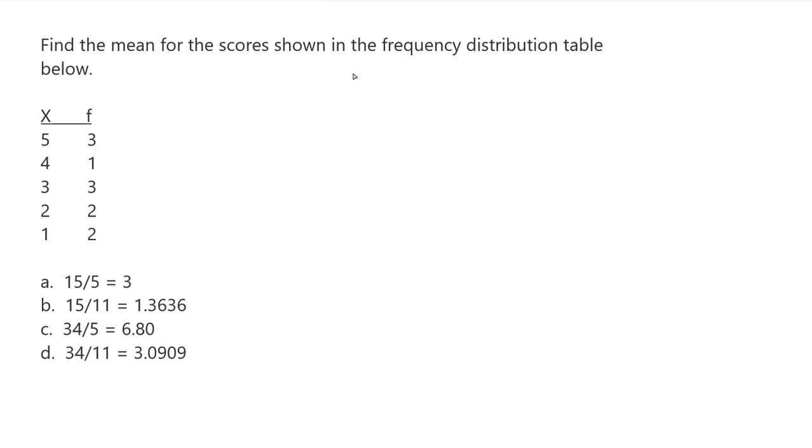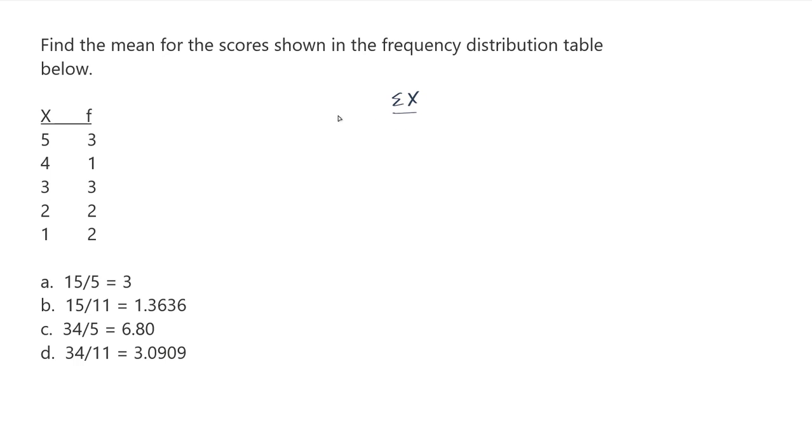Find the mean for the scores shown in the frequency distribution table below. So we've got our list of x values and our frequencies here as well. Now, we don't know whether or not this is a sample or a population, but regardless, the way you find your mean is to add up all of your x's and divide by n.